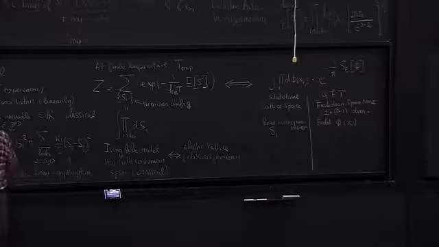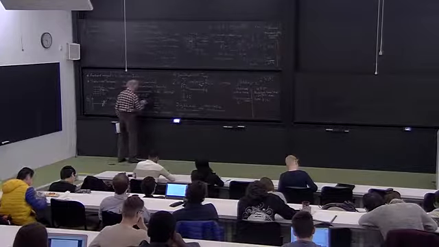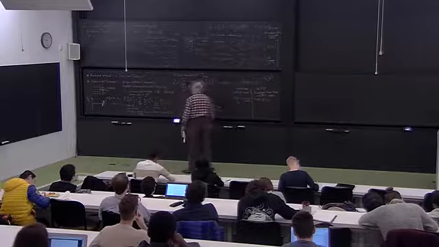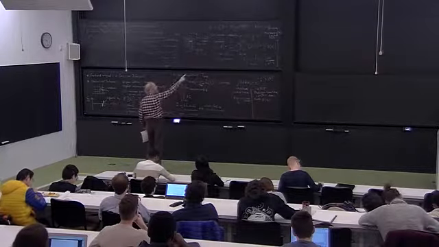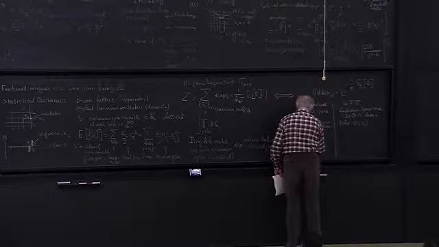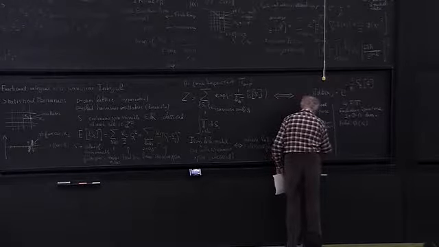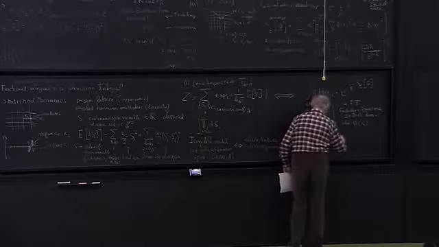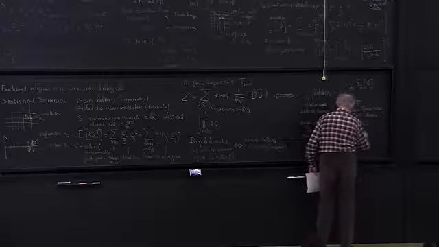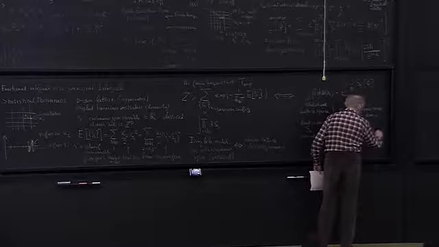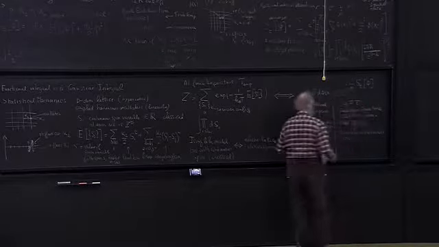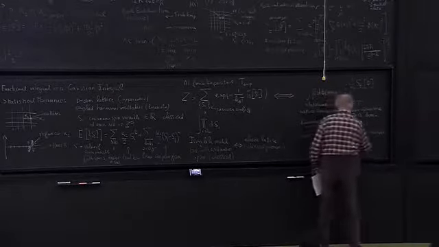The constants of the model, K1 and K2, will correspond to some parameters in the action, in the Hamiltonian. So K1, K2 correspond to parameters in the Hamiltonian, in particular the mass.